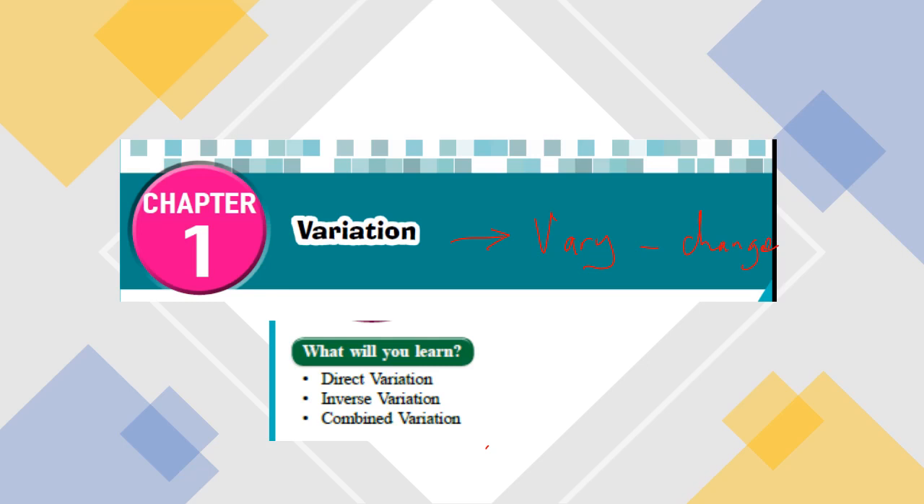Now let's see, what are we going to learn? There are three things that we'll learn: direct variation, inverse variation, and combined variation. But for today, we'll learn about direct variation only. Are you ready? Let's go.